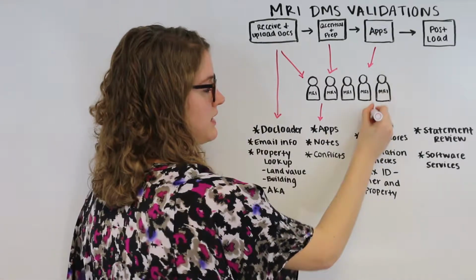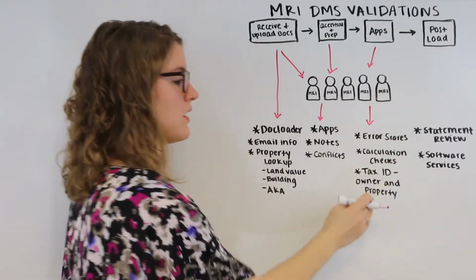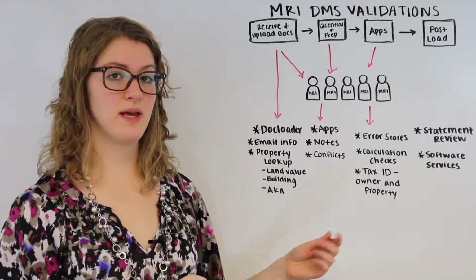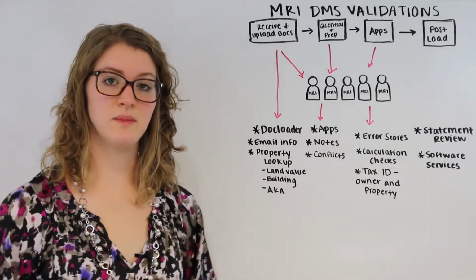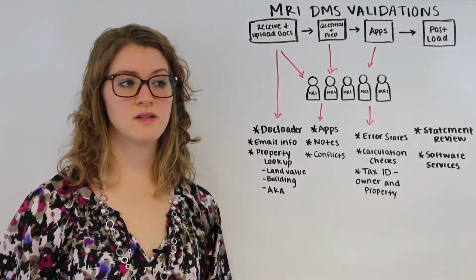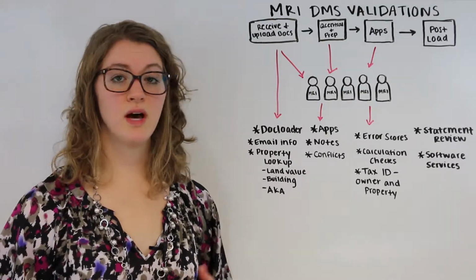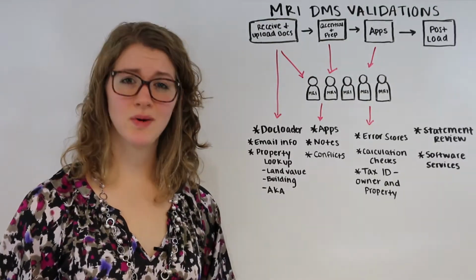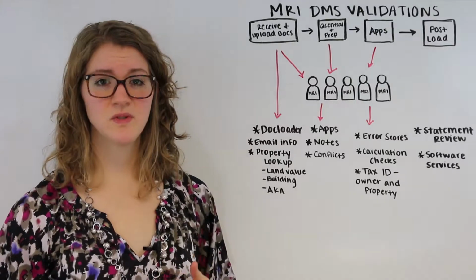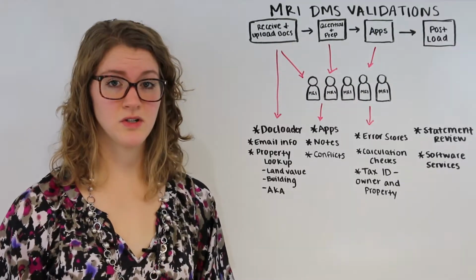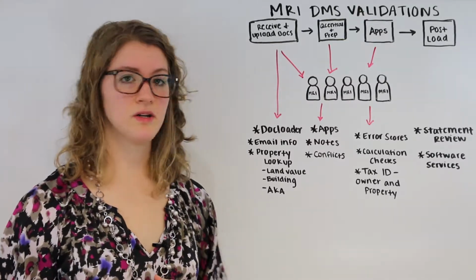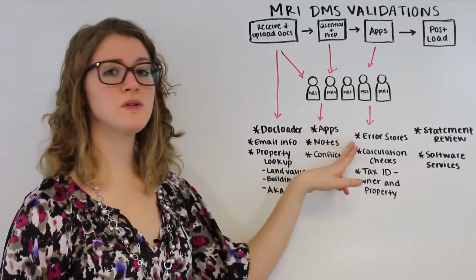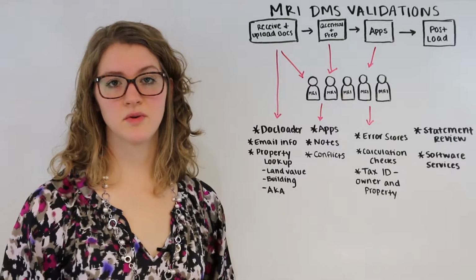Now through the analysts and then on to the applications. The applications have calculation checks within them. They also have checks on tax IDs for not only the property but also for the owners in that investment. So we like to make sure those are correct, all the numbers are right, and that the data is going to be reported correctly.